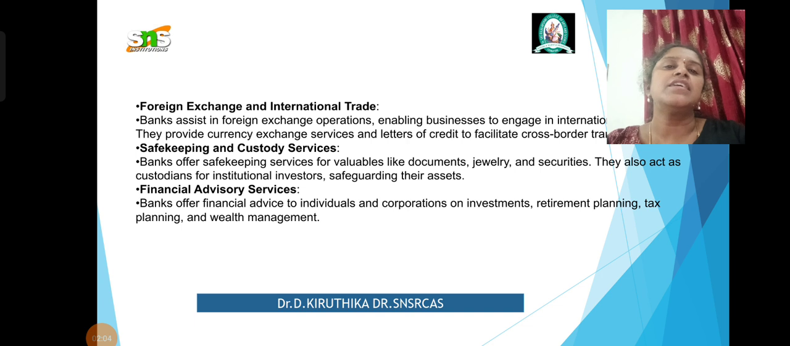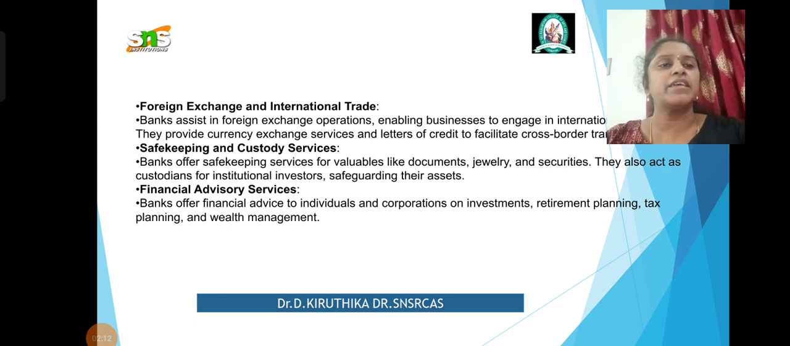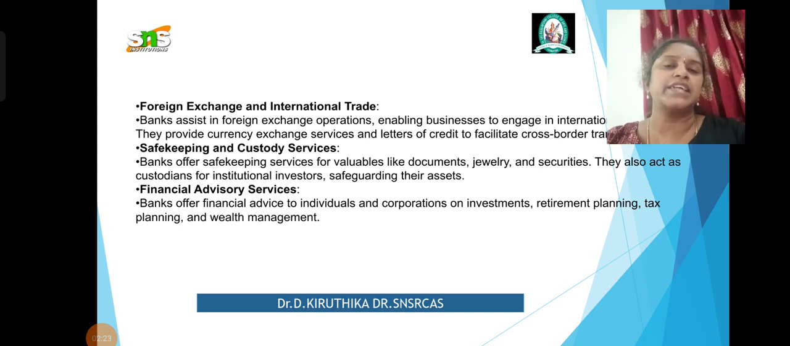And again, it helps us in foreign exchange and international trade. That is, the banks assist in foreign exchange operations by enabling businesses to engage at the international level. They provide currency exchange services and letters of credit to facilitate cross-border transactions.